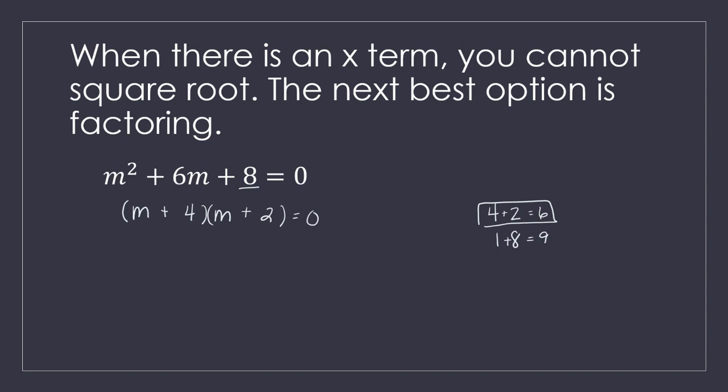There's something called the zero product property, and that tells me that when I'm multiplying two things, like these two parentheses here, if one of them is equal to 0, then the whole equation is equal to 0. So I'm going to solve by saying, m plus 4 is equal to 0, which means that when m is equal to negative 4, this whole equation is equal to 0. And looking at the other parenthesis, when m plus 2 is equal to 0, or when m is equal to negative 2, this whole function is equal to 0. Therefore, I have two solutions. One of them is m is equal to negative 4, and one is m is equal to negative 2.